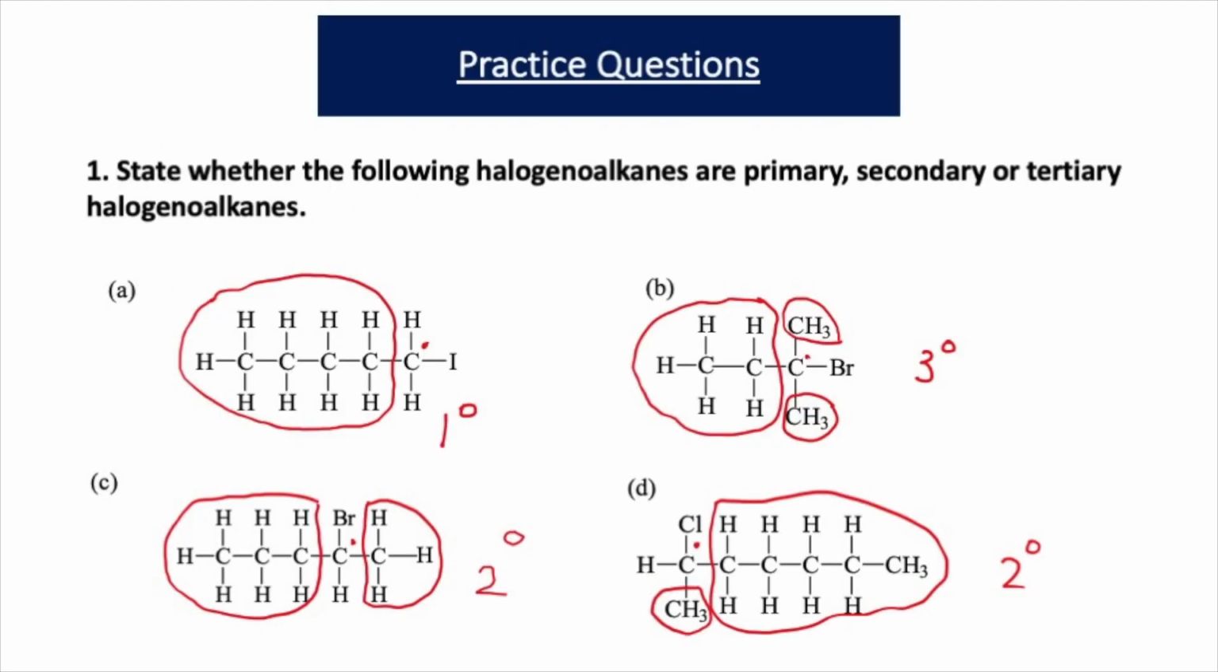So now let's go through each of the 8 compounds and classify them. So compound A is classed as a primary halogenoalkane because if I look at the carbon next to the iodine, there's one alkyl group attached to this carbon. And B is classed as a tertiary halogenoalkane because if I look at the carbon next to the bromine, there are 3 alkyl groups attached. And C is classed as a secondary halogenoalkane because if I look at the carbon next to the bromine, there's 2 alkyl groups attached. And if I look at D, D is also classed as a secondary halogenoalkane because if I look at the carbon next to the chlorine, there's 2 alkyl groups attached.